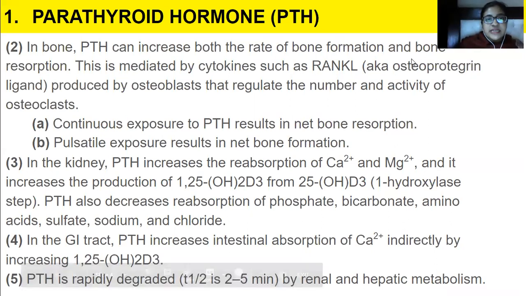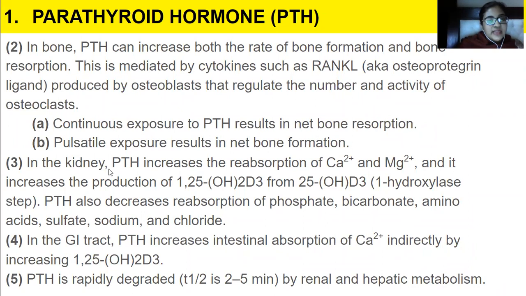In bone, PTH can increase both the rate of bone formation and bone resorption. This is mediated by cytokines such as RANKL, also known as osteoprotegerin ligand, which acts on osteoblasts that regulate the number and activity of osteoclasts. Remember, an osteoclast is a cell which breaks down the bone, and the osteoblast creates it. Continuous exposure to PTH results in net bone resorption. Pulsatile exposure results in net bone formation.